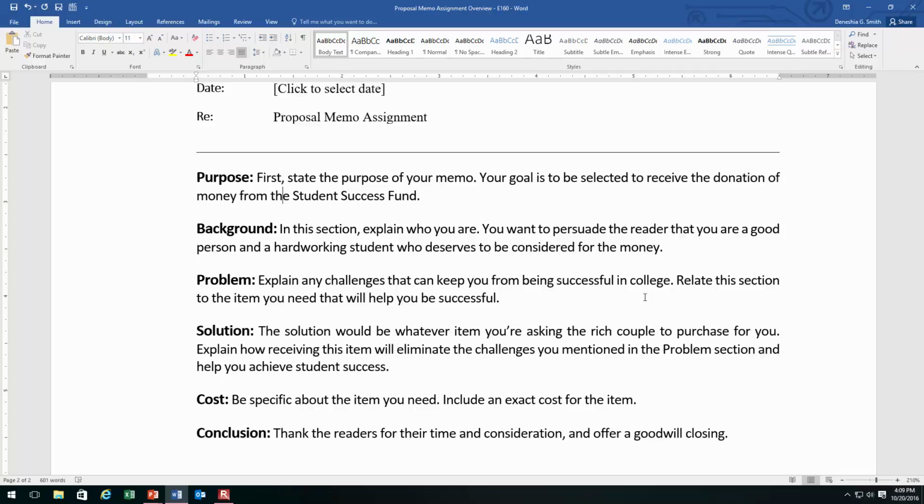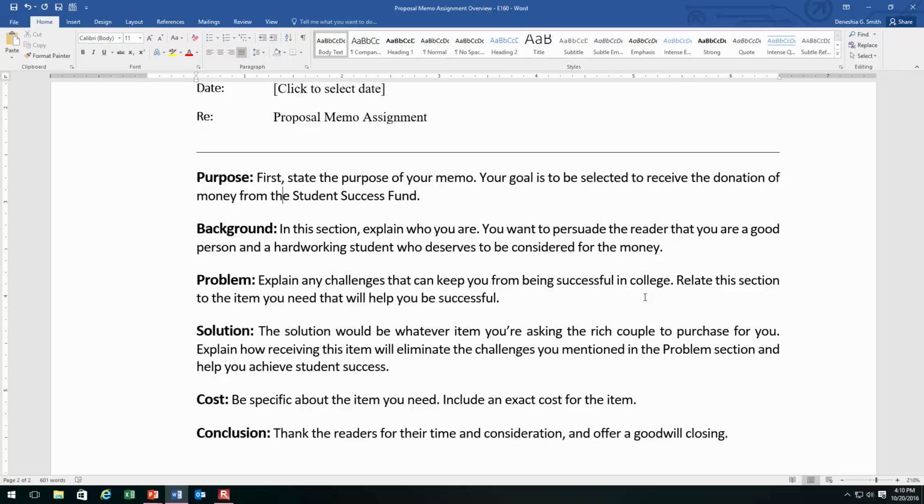And then in the solution section, the solution would be whatever item you're asking the rich couple to purchase for you. Explain how receiving this item will eliminate the challenges you mentioned in the problem section and help you achieve student success. And then cost. Be specific about the cost of the item that you need. Include an exact cost for the item.